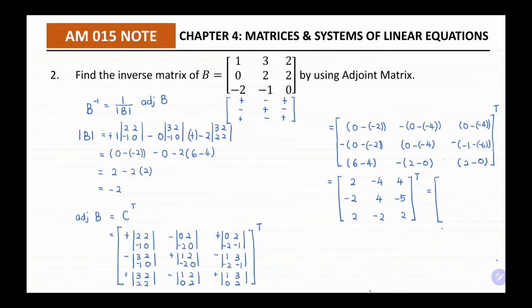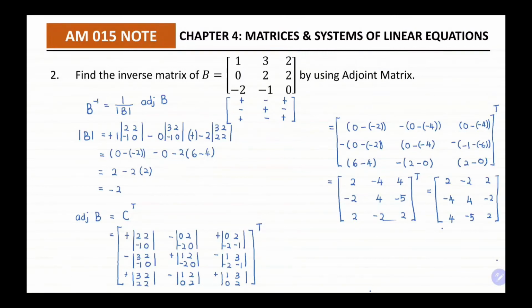Cofactor transpose is 2, negative 4, 4. From row to column. Row to column. And last, row to column. Okay, this one is the answer for adjoint B. Adjoint B is cofactor transpose.